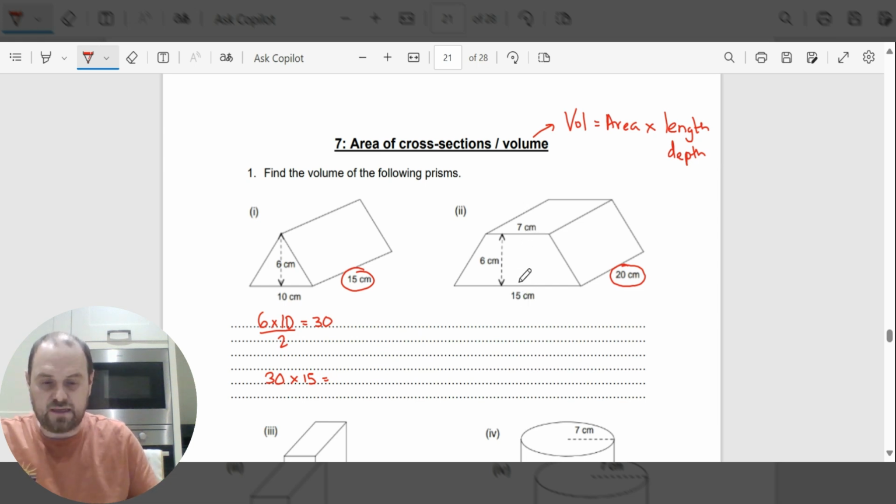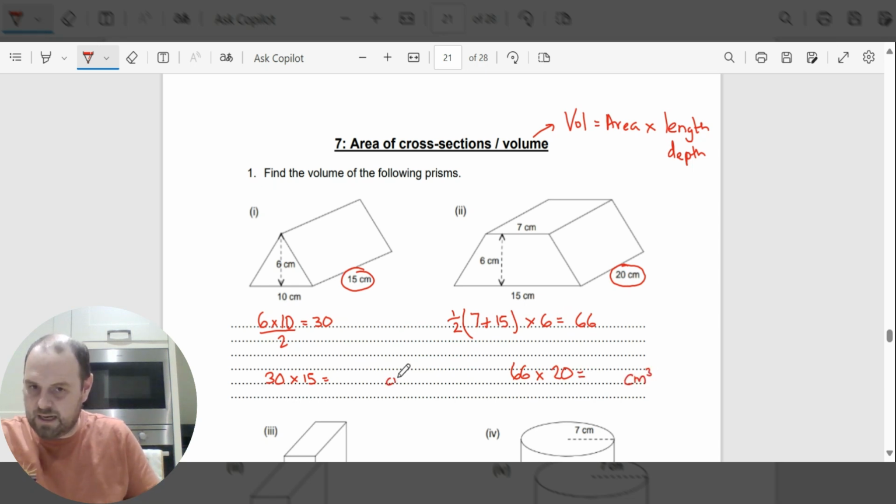Here, the front is a trapezium. Okay, top plus bottom, half it. All right, so half of 22 is 11, and times the height. Okay, I believe that's 66. Take your answer and times it by the depth. These will be in centimeters cubed.